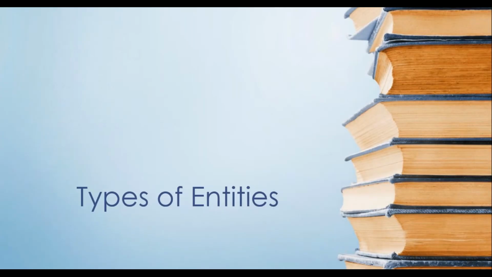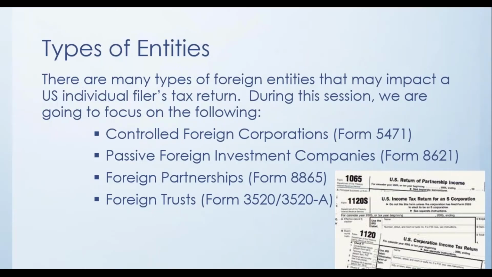So there are many types of foreign entities that can impact a U.S. individual's tax return. This session is going to focus on four: the controlled foreign corporation, which we would file on Form 5471, the passive foreign investment company, or PFIC, which is reported on Form 8621, the foreign partnership, which is reported on Form 8865, and the foreign trusts, which are reported on both Forms 3520 and 3520A. So let's talk about each of these different sessions.